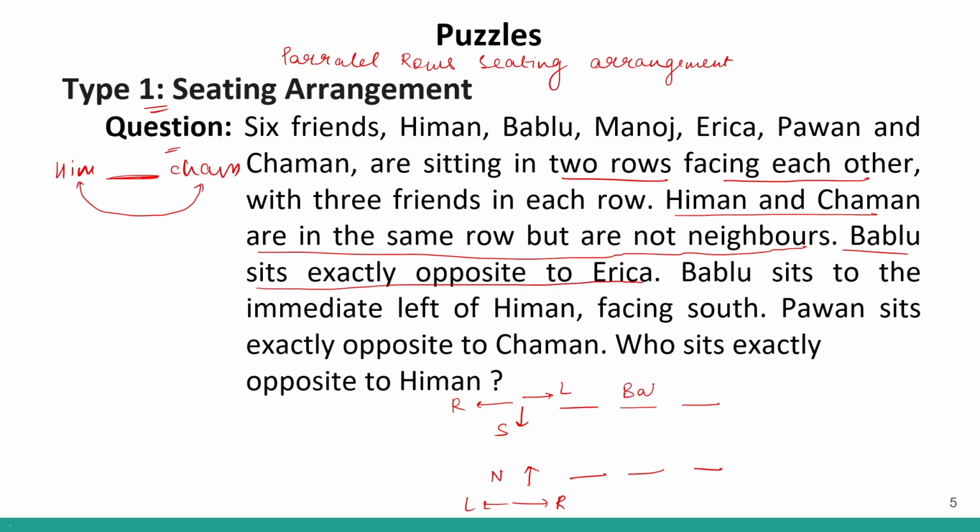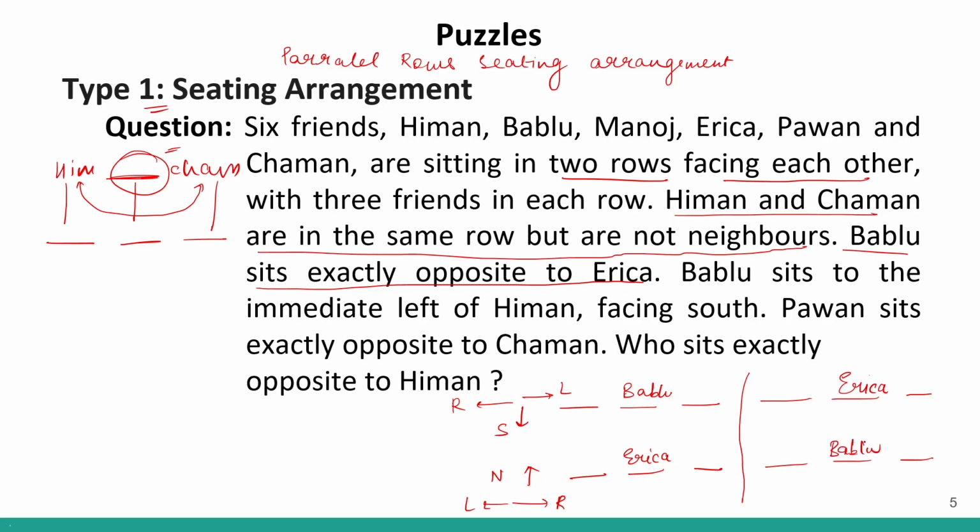So let's say Bablu is over here, Erika will be over here. How? Because we have one position between Himan and Chaman. So there will be 2 people opposite to Himan and Chaman. But this possibility is empty. So only at this place we can fit Bablu and Erika. So now we have 2 possibilities. The other possibility being that Erika is on the top row and Bablu is at the bottom row. Correct? 2 possibilities now.